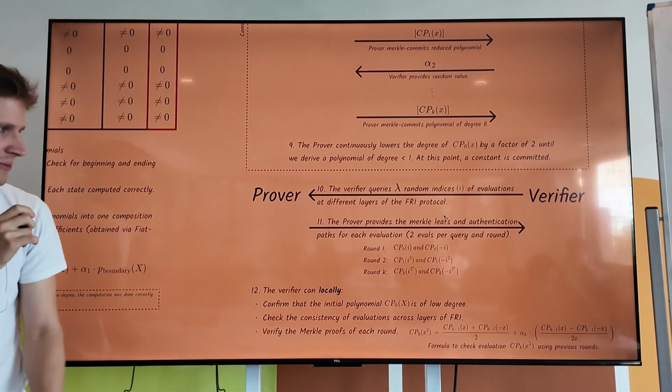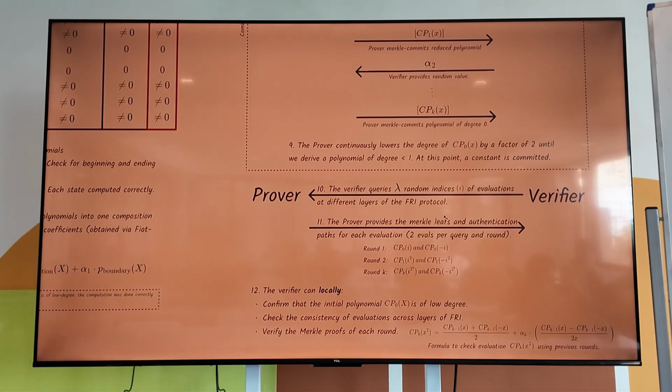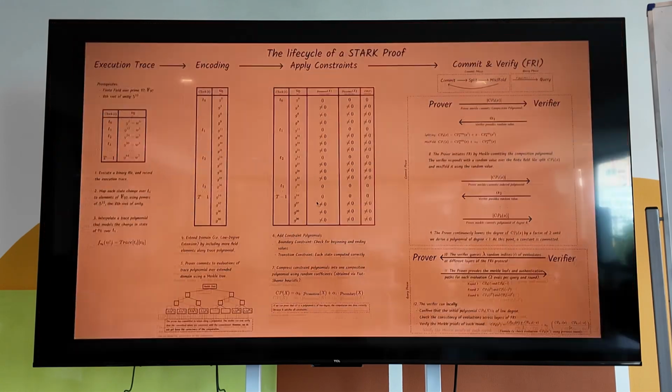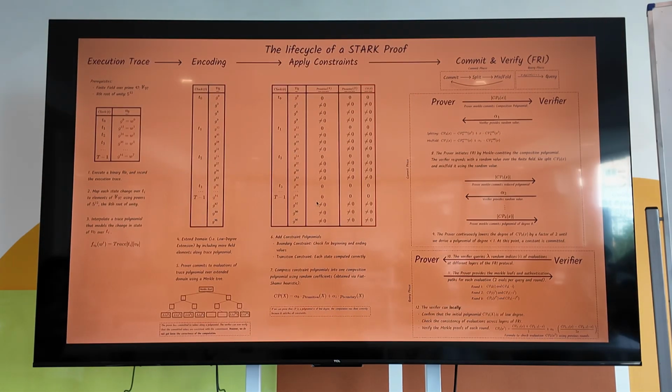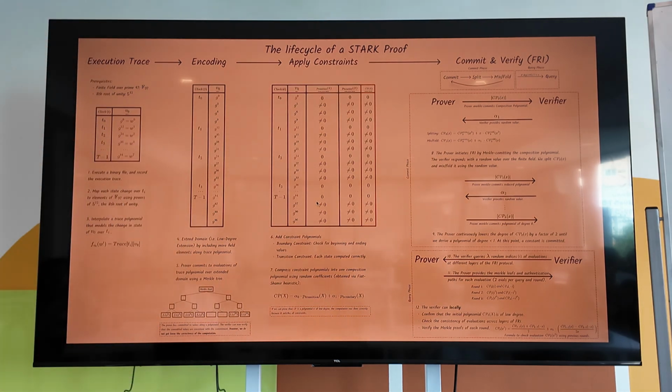And this is just the formula to check that the evaluations are correct. We can check the evaluation of one layer using the evaluations of the previous layer. And this then concludes Phi. And then we end up with this visualization, which I think turned out quite well.